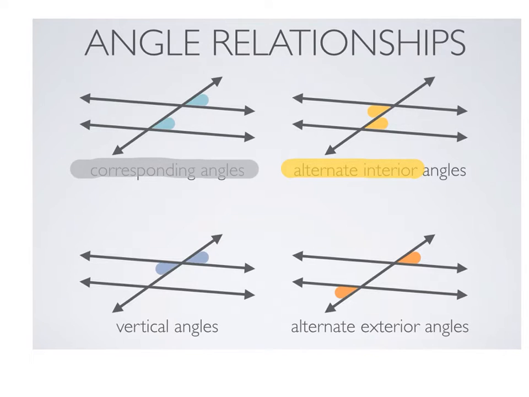Next we have vertical angles. Vertical angles are two angles that sit across from each other when two lines intersect. And then we have alternate exterior angles. Those are two angles on the outside, or the exterior, of two parallel lines cut by a transversal. Again, remember that all of these have two angles with congruent measures.